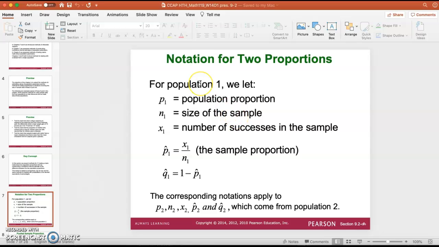So now, just real quick, some notation for that. Lowercase p sub 1 will usually be the population proportion for the first data set, n sub 1 the sample size for the first data set, x sub 1 the number of successes, and p hat sub 1 the actual proportion for the first data set, so taking x sub 1 divided by n sub 1, and q hat sub 1 still being 1 minus p hat sub 1. And we can use the same idea just with sub 2's for the second population.